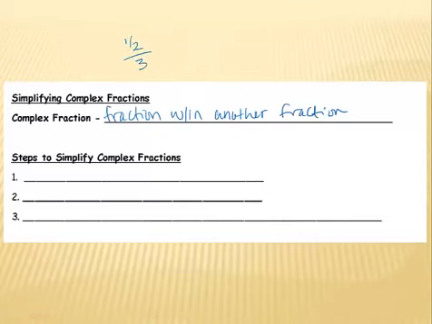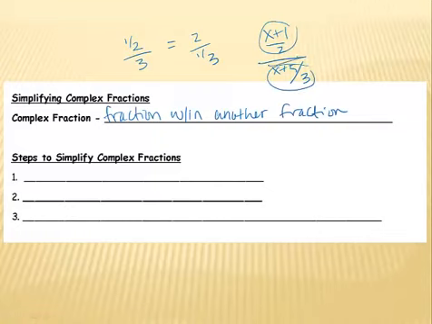1/2 divided by 3. So there's a fraction of a half within the fraction of this top over bottom. Or 2 divided by 1/3. That's a complex fraction. But we're not going to deal with these types of complex fractions. We're going to deal with things that look like this. So there's a fraction, and then here's a whole other fraction right there. So what are we going to do to simplify these complex fractions?